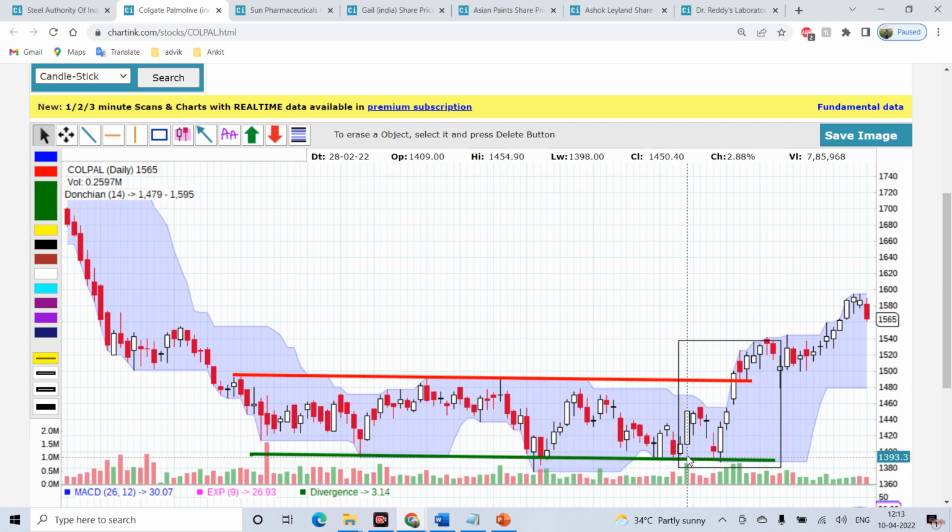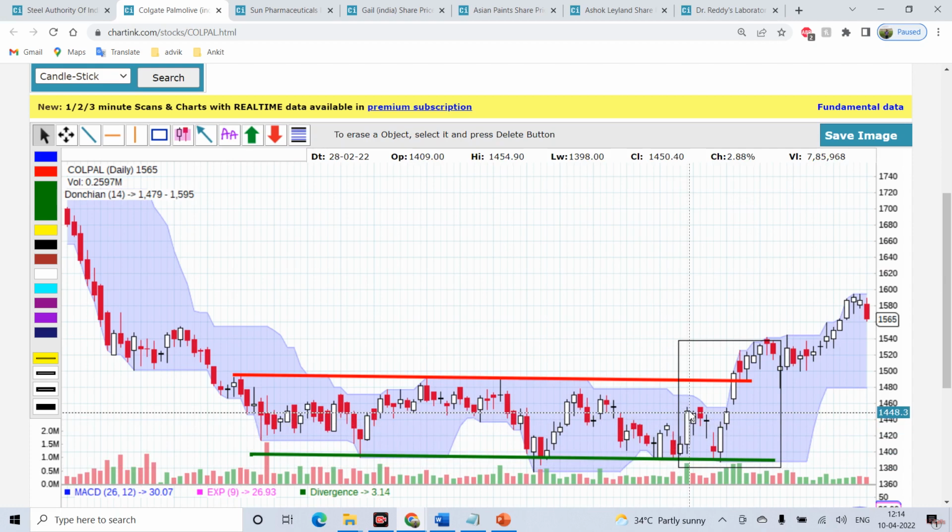Here again, another time, 24th of February, it made a low of 1392, and then in 2-3 days it went to 1450. So if at 1392 you bought a 1430 or 1450 option, that option must have gone up by at least 50 or 60%, or it might have gone double in between, because this movement took place in just 2-3 days. So that's how an option trader trades this setup.